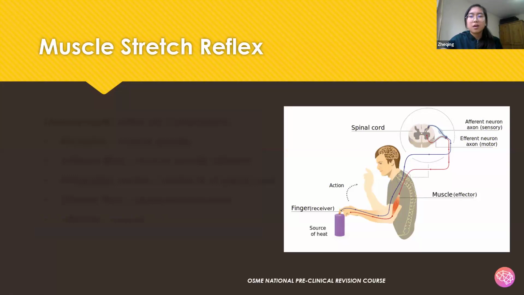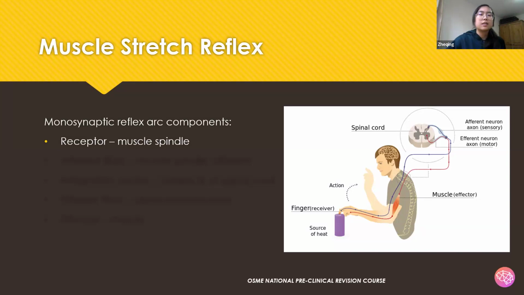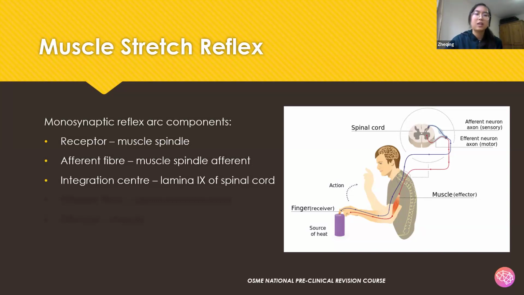I would just like to start by reiterating the different components of a reflex arc. I think this is something that you probably already know, but just to make it simple, what are the different components of a muscle stretch reflex. So it's called a monosynaptic reflex arc, and the first component is the receptor, which in the muscle stretch reflex is the muscle spindle. And then you have the afferent fiber, which is the muscle spindle afferent or the afferent neuron. And then there's an integrating center, which is the spinal cord.